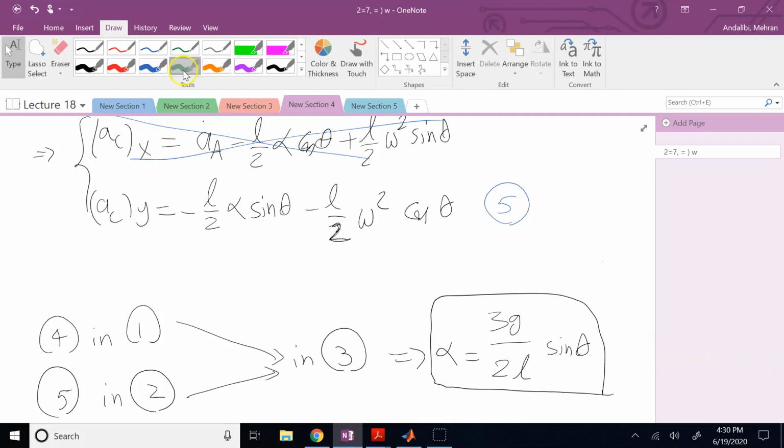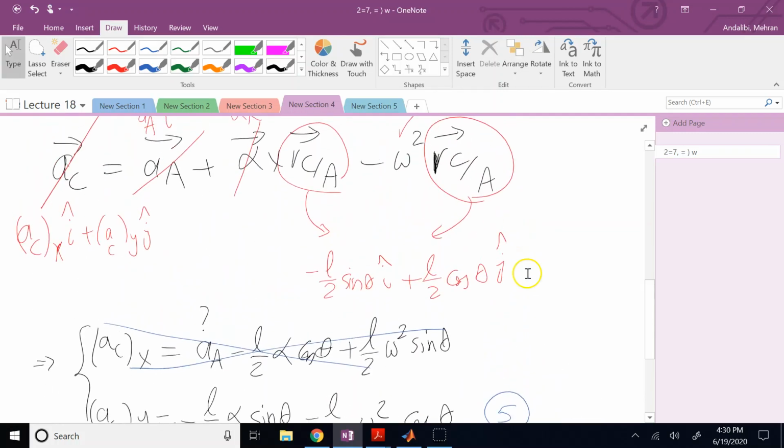And if you know, alpha is what? Alpha is theta double dot. And if you remember, this second order differential equation has no analytic solution. This is very similar to the pendulum equation. Do you remember? The pendulum equation was theta double dot equals negative g over L sine theta. So this is very similar to a pendulum. Okay? So the equation of motion for this has no analytic solution.